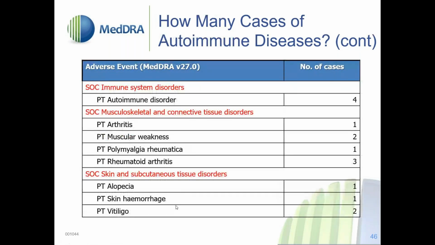We have a clear one. In SOC immune system disorders, we have autoimmune disorders, which is a nice one. But then, if I remember correctly, polymyalgia rheumatica, rheumatoid arthritis. Well, it would take some time to check all these conditions in medical textbooks to see which ones of these are autoimmune. So let's see how one of our MedDRA tools could help you in getting a quick answer.